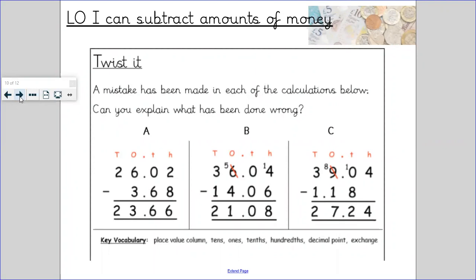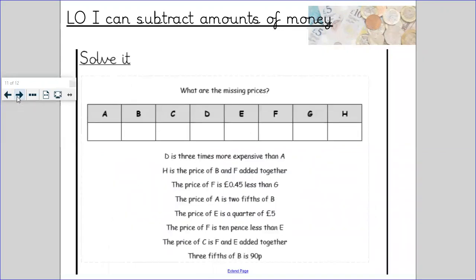Okay, it says a mistake has been made in each of the calculations below. Can you explain what has been done wrong? First thing I should say, and I did notice this, but they should all have the pound sign. That is not the mistake that has been made. Okay, don't spend lots of time putting in the pound sign. Have a look, see if you can spot the mistakes, and maybe correct them, but certainly be able to explain them.